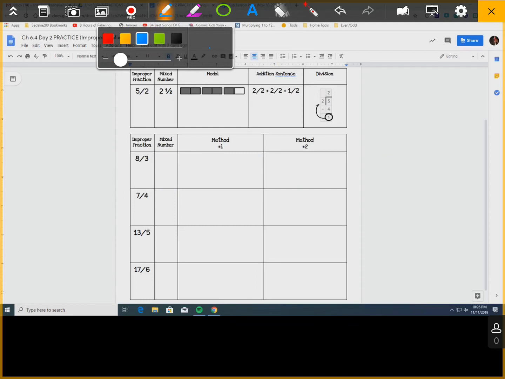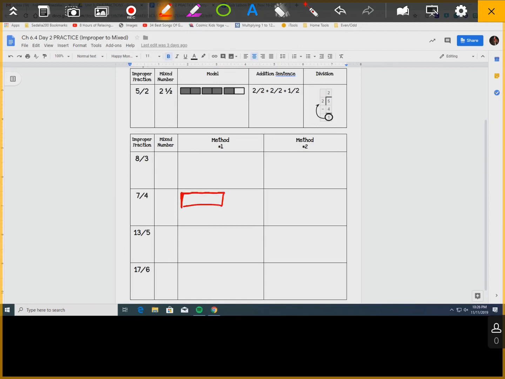Looking at our second example with 7/4. Since I have 7/4, I know my wholes are going to be cut into fourths. So I have 4/4, and I can't do another whole because that would be 8/4. But I can do a few more pieces. So let's say I'm at 4/4, 5/4, 6/4, 7/4. I'd have 1 whole and 3/4.